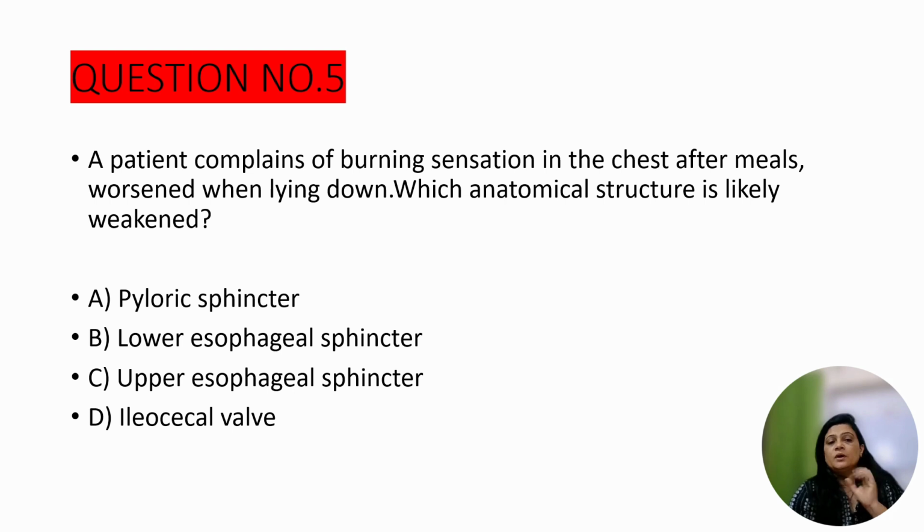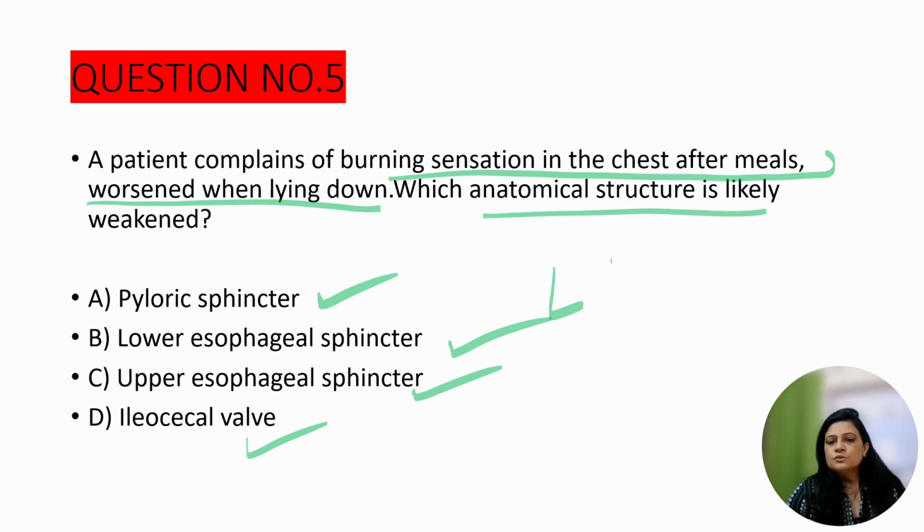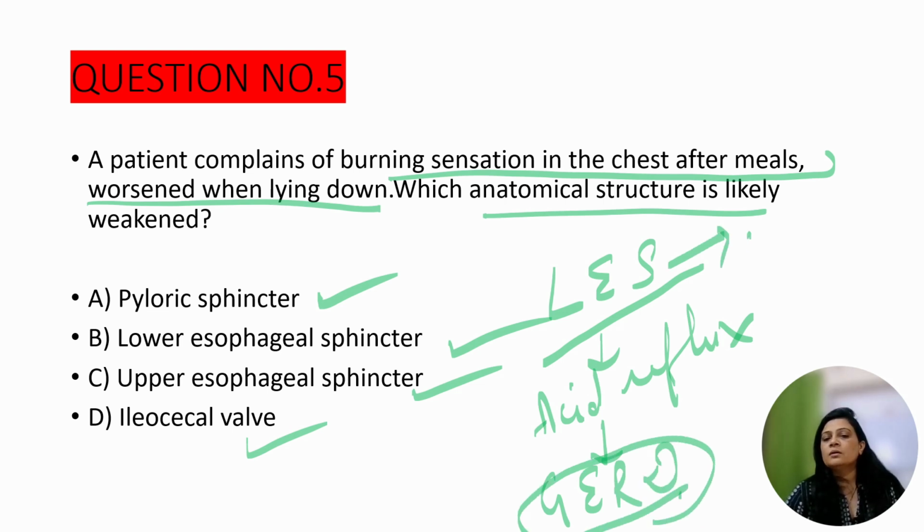Now the question number 5. A patient complains of burning sensation in the chest after meals, worse when lying down. Which anatomical structure is likely weakened? Options: pyloric, lower esophageal, upper esophageal, ileocecal. The answer will be the lower esophageal sphincter, because when it is weak it leads to acid reflux, and acid reflux leads to gastroesophageal reflux disease. This is because of the weak lower esophageal sphincter. So the answer will be B.